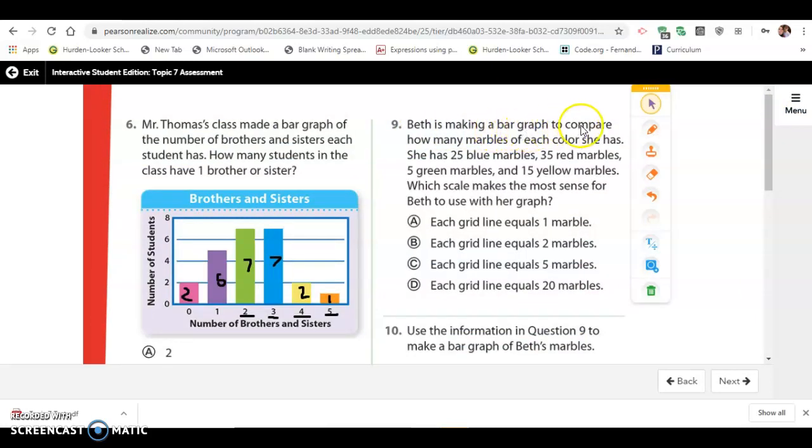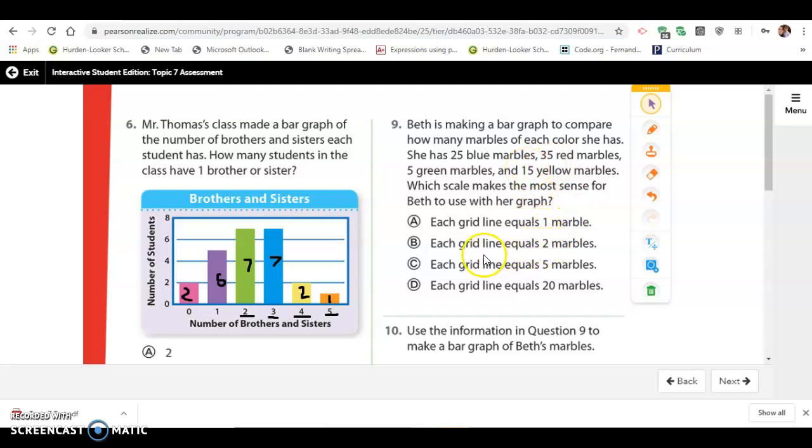Beth is making a bar graph to compare how many marbles of each color she has. She has 25 blue, 35 red, 5 green, 15 yellow. Which scale makes the most sense for Beth to use with her graph? So we have to figure out which one makes the most sense. We know that 1 times anything can get any of these numbers. So right now we're going to stick with 1.